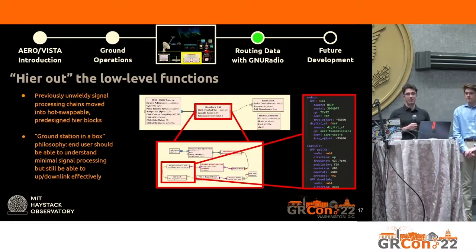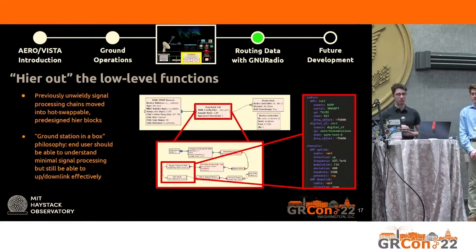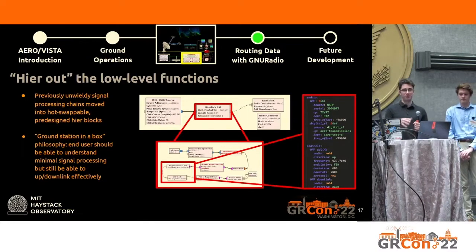Essentially, we're going for user-friendly interactions. Ground station in a box, as the slide says. The user should not have to have really deep signal processing knowledge in order to perform the actual basic functions. But of course, if you do need to change some low-level settings, those are still accessible.